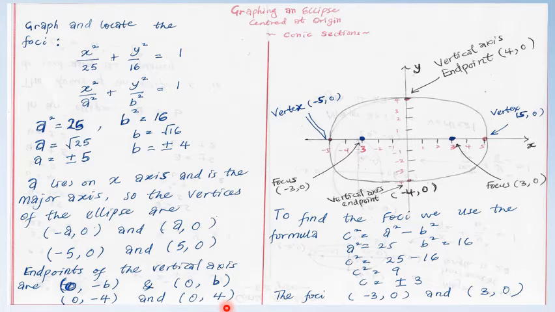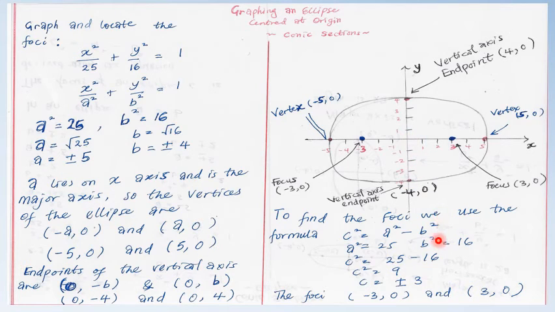So if you want to draw this ellipse, you already have your vertices, which are minus a and plus a, 5 and minus 5. So you put that on your graph, and then you also locate the vertical axis endpoints, which are 0 comma 4 and 0 comma minus 4, and this is the origin, 0 comma 0.